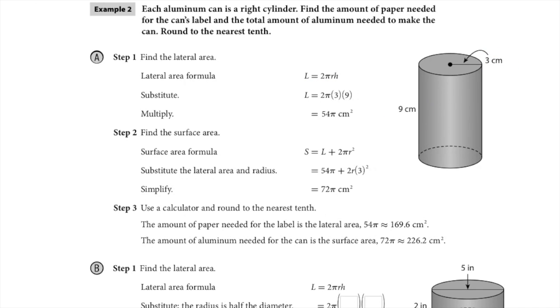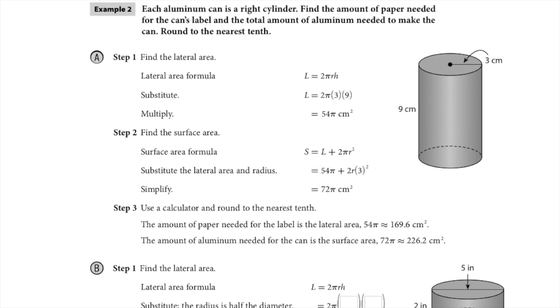We know the radius is 3. We know the height is 9. So substituting all three of those values in there, 2 pi RH, 54 pi. And I think it makes sense probably to keep things in terms of pi like we've done in the past, just till the very last step.